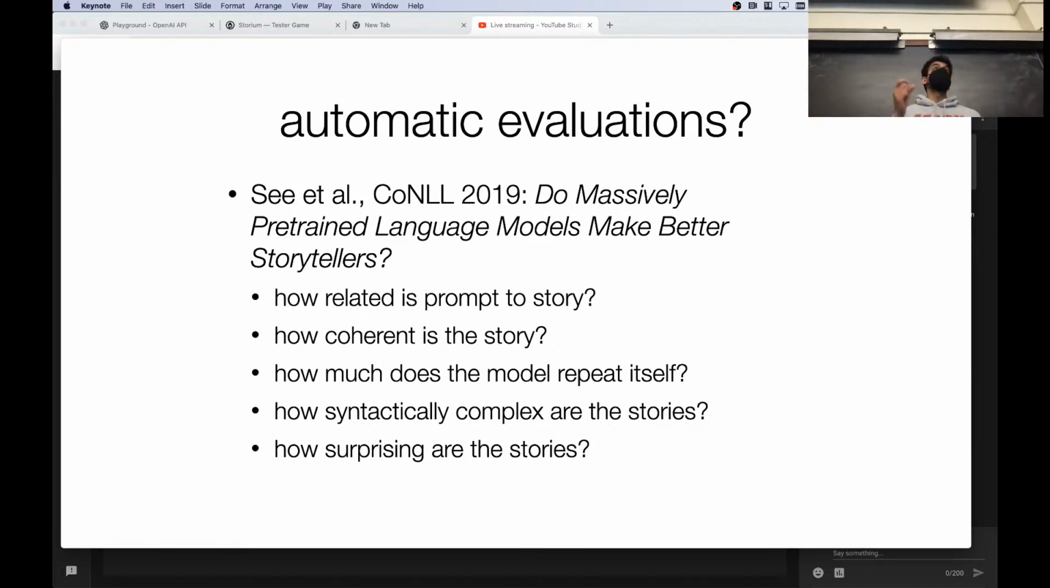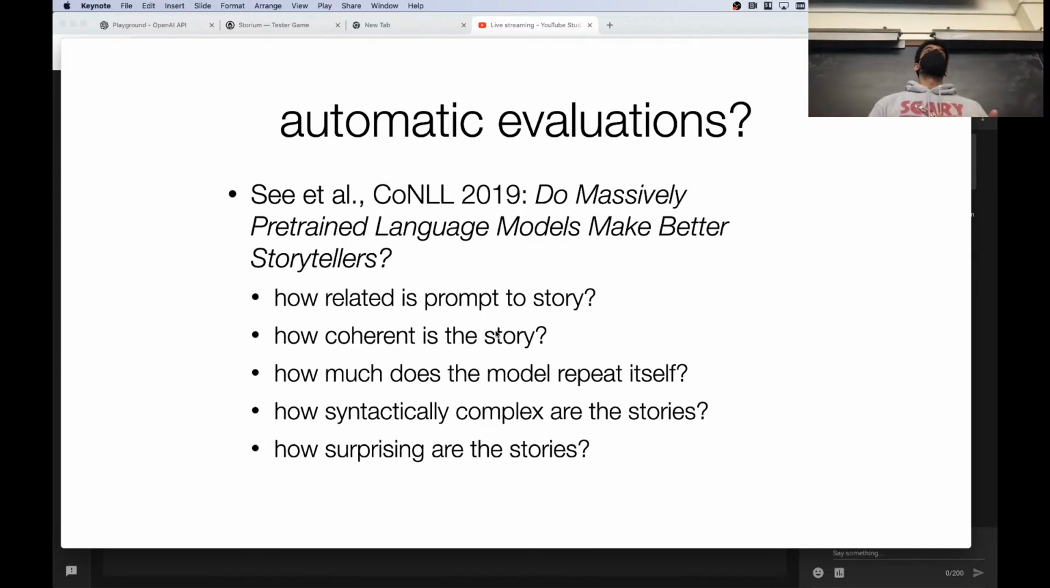There are many more fine-grained questions that we probably want to ask about the generated stories. So if you have a prompt, right, you probably want to know, first of all, did the story that was generated follow the prompt? Is it related in some way? Is it checking all the boxes that were asked for from the prompt?